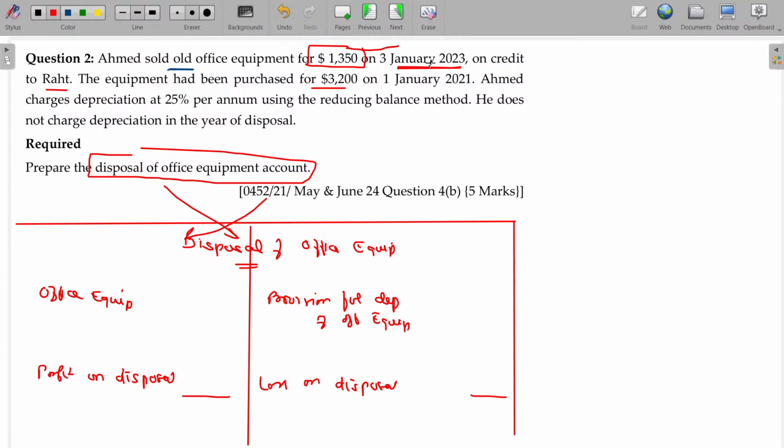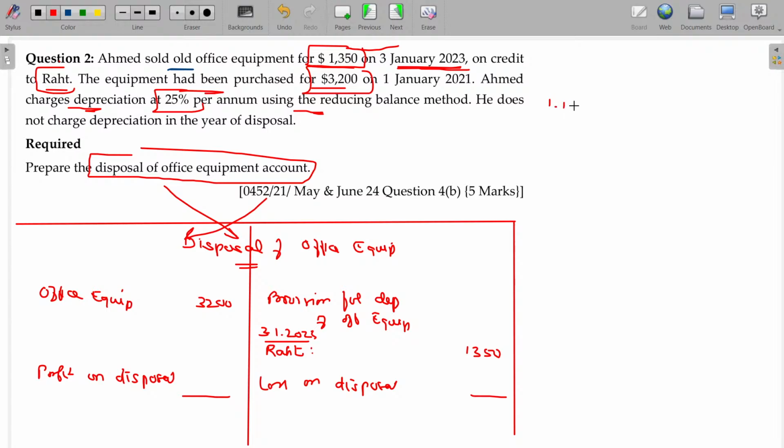Sold for this much on 3rd January on credit to Rahat, so we don't have cash here, we have to write Rahat. The date of sale being 3rd January 2023. The amount recoverable being 1,350. The equipment had been purchased for this much, the original cost $3,200. Ahmed charges depreciation at the rate of 25% per annum using the reducing balance method. So you need to find out the accumulated depreciation.